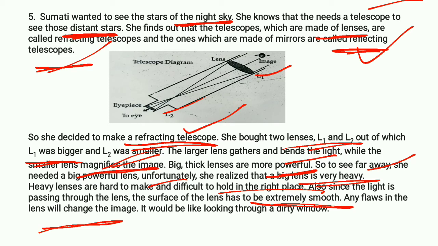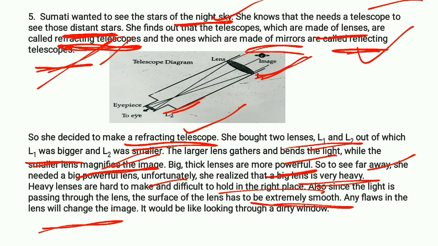So here we have Sumati. She wanted to see the stars at night in the sky, and she has a telescope. The telescope contains the lenses L1 and L2. L1 lens is bigger and L2 is smaller. So here we have refracting surfaces. The telescope which contains lenses is called a refracting telescope, and the telescope which contains mirrors is called a reflecting telescope. So we have some data here, and according to this data, we need to solve some questions.